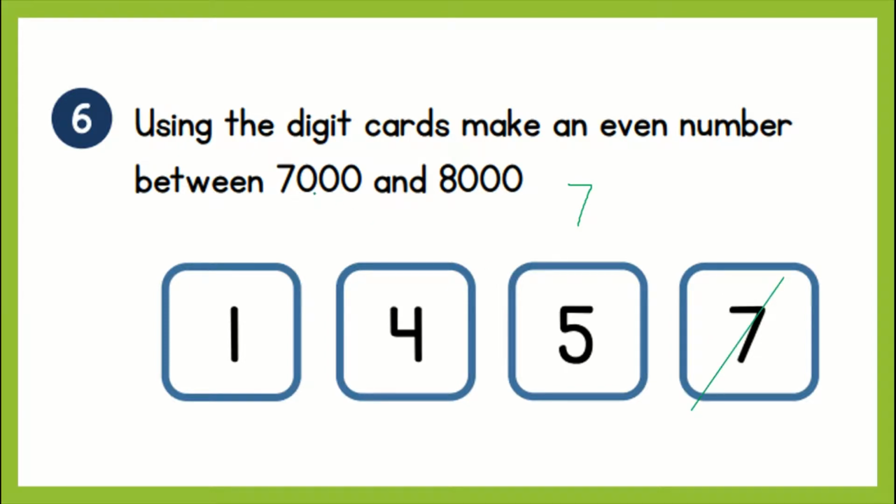Now for our hundreds, we can choose either 5 or 1. I'm going to choose 1. And for our tens, I'm going to choose 5. And my last number is going to be a 4. I chose to have 4 as my last number because here we are asked to make an even number, okay? And 4 is an even number. So my number is now between 7,000 and 8,000. 7,154.